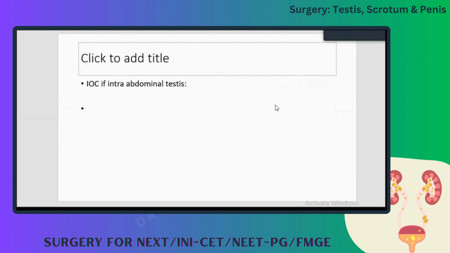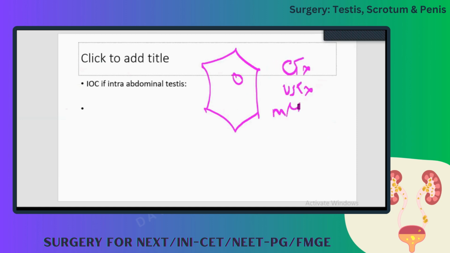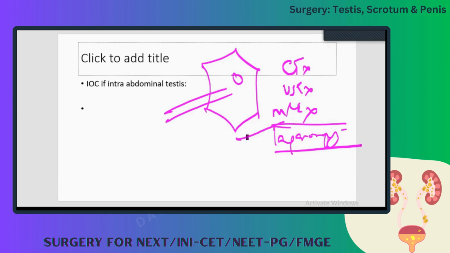Investigation of choice for intra-abdominal testis. Anyone? USG? No. Think. The testis is lying somewhere inside the abdomen. Can CT be done? No CT, no USG, no MRI. Laparoscopy. Excellent. You have to put a scope inside and see. Then only you can identify the intra-abdominal testis. So laparoscopy is the answer.